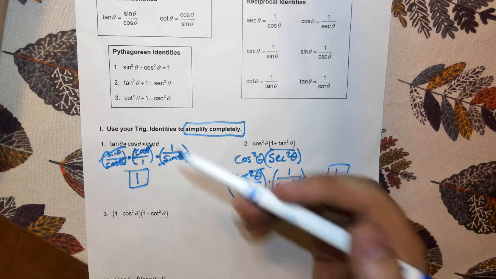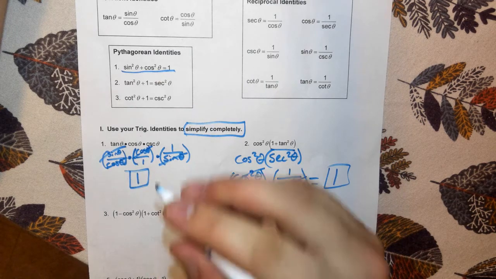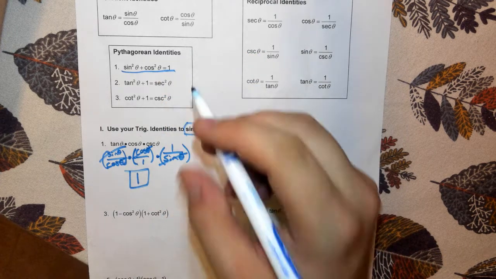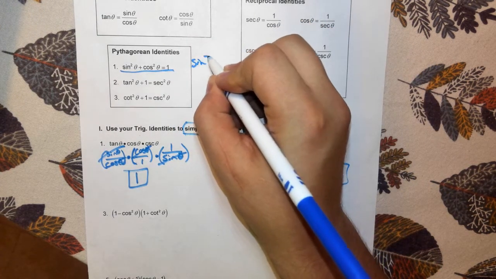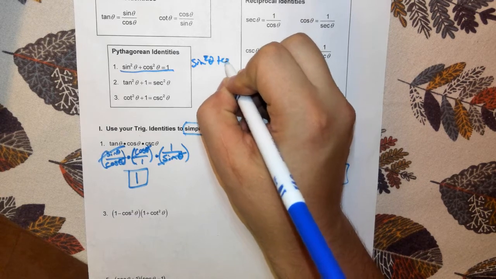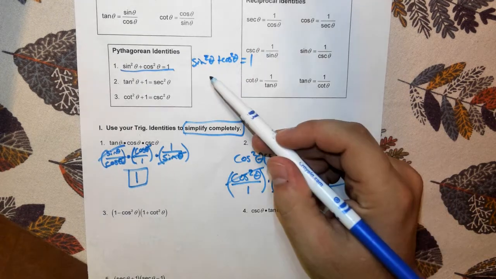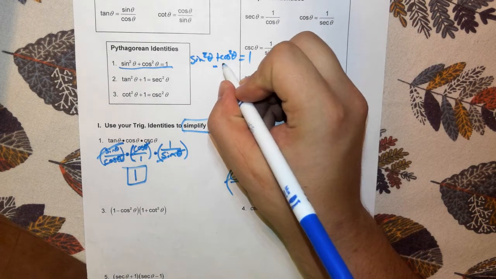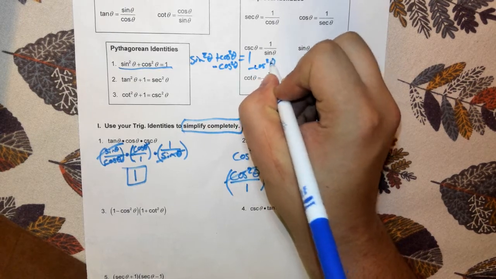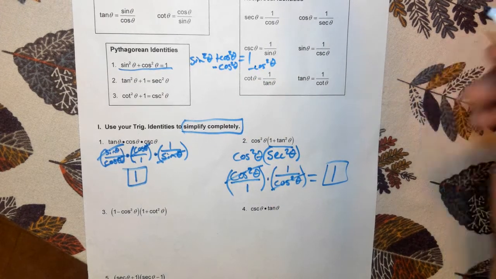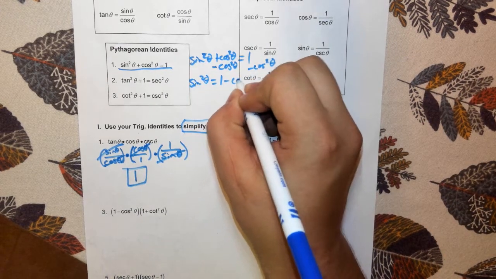So here's the thing. Just because the identity looks a certain way, like right now, doesn't mean I can't change it. If I look at sine squared theta plus cosine squared theta equals 1, let's manipulate that a little bit. Let's get sine squared by itself. What if I wanted to get sine squared by itself? Well, I would need to subtract cosine squared from both sides. Then I'd have sine squared theta equals 1 minus cosine squared theta.